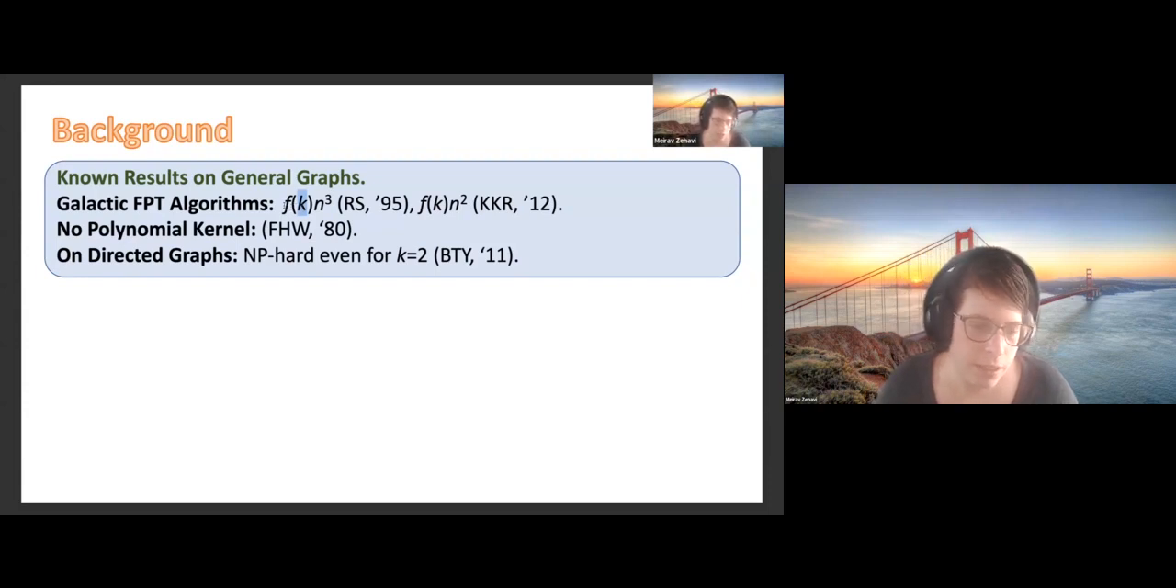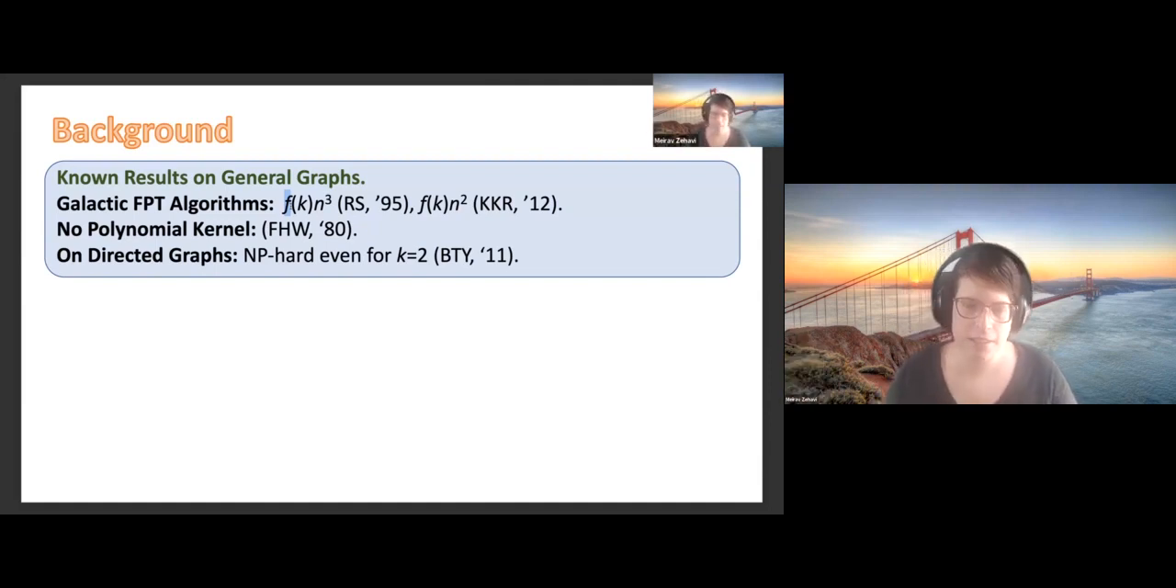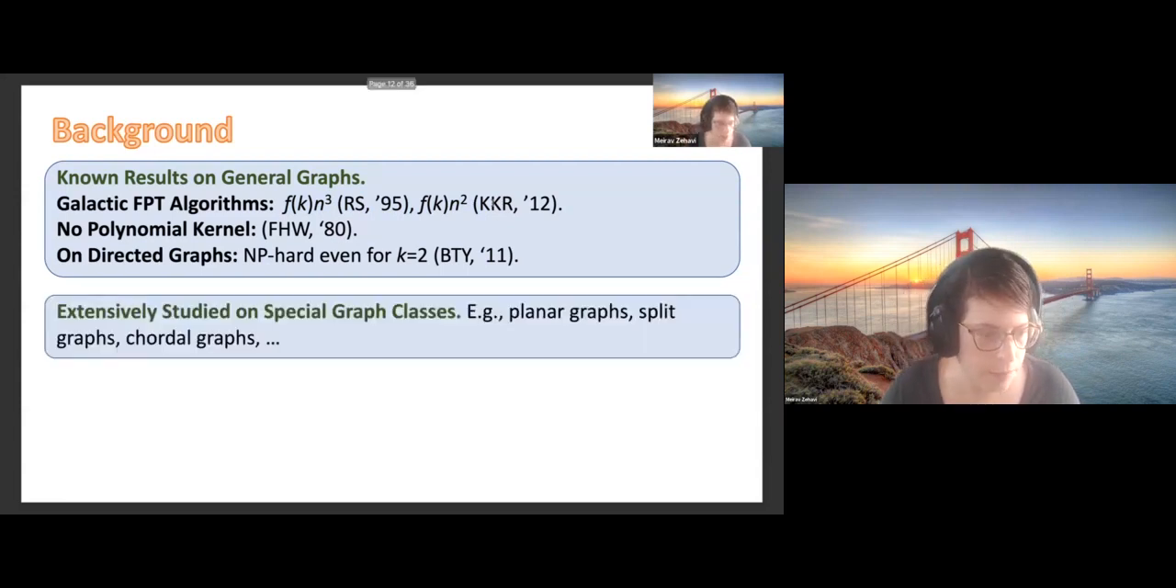For general graphs, these are galactic algorithms with running time f(k) times a polynomial in the number of vertices. This is called galactic because this function f is just a tower of exponents. We also know it doesn't have a polynomial kernel, and on directed graphs, the problem is very hard. It's NP-hard even for k equal 2, so you just have two terminal pairs that you want to connect. These algorithms are for undirected graphs, and in the rest of this talk, I will talk about undirected graphs.